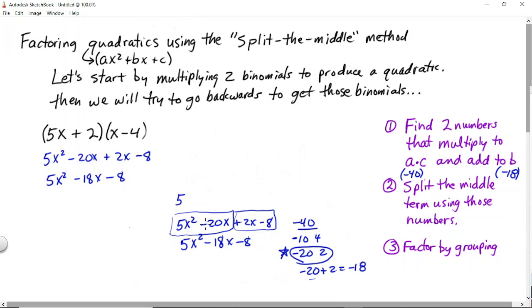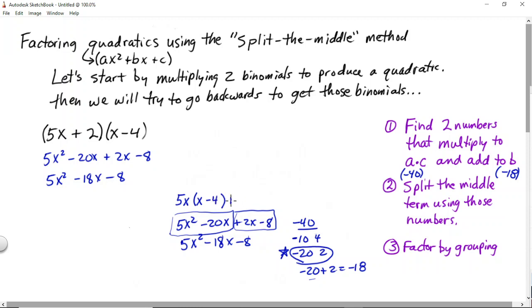5 comes out of 5x squared. 5 can also come out of negative 20x. As far as the variables, well, there is an x in each of them, but the one with the smallest exponent is right there with the exponent of 1. So we can only take out 1x. Okay, and when we factor that out of each of those, we get, factored out of the first term, it leaves x. 5x squared divided by 5x is x, and negative 20x divided by 5x is negative 4.